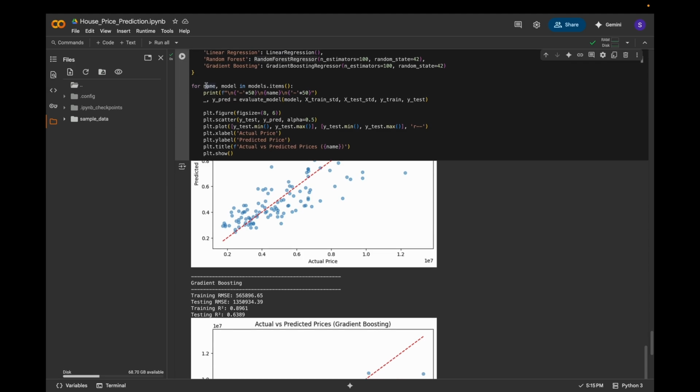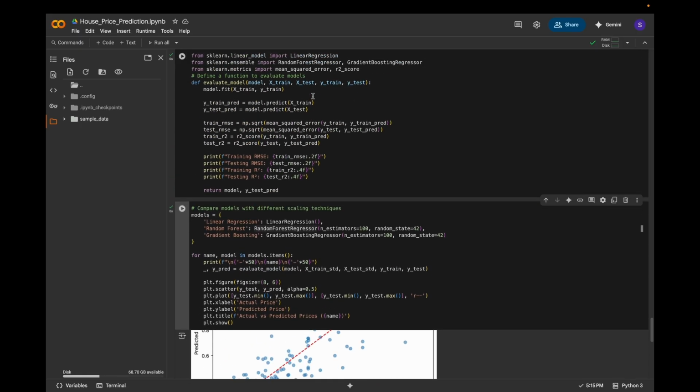Next, we move on to for name, model in models.items(), print a newline, dash times 50, a newline, the name, a newline, dash times 50, then y_predict is equal to evaluate_model(model, X_train_std, X_test_std, y_train, y_test). What this line of code does is iterate through each of the models, display its name, and then evaluate it using the function we defined earlier.